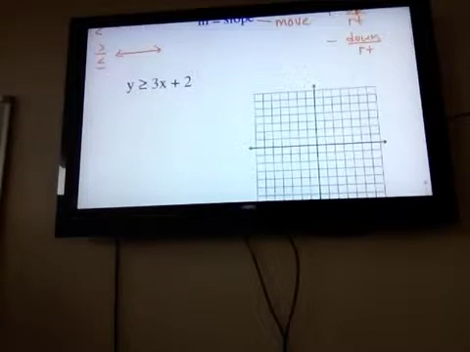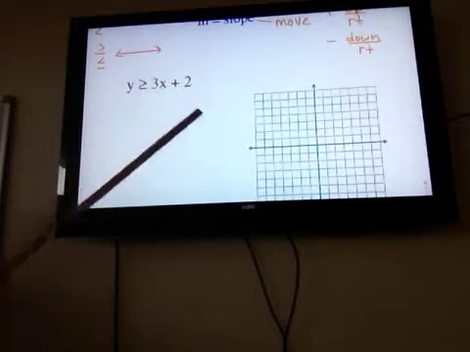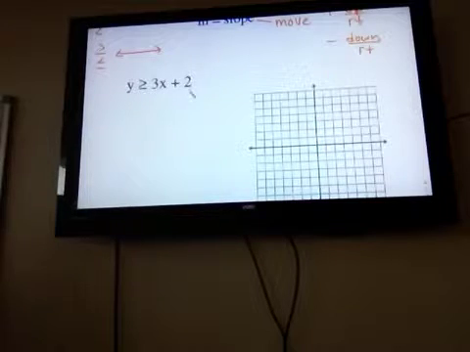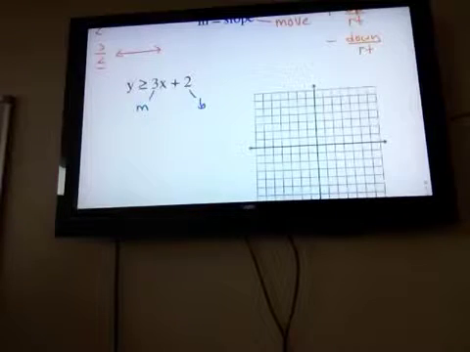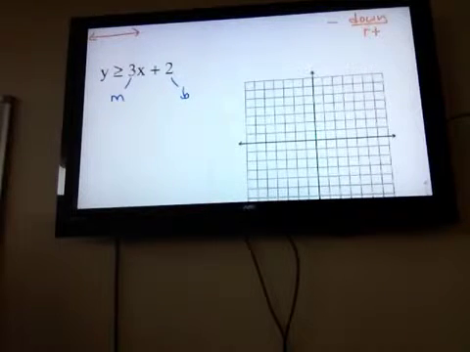All right, so our first example is in the correct form already. Y is by itself. That's how we want it to be. So our B is a positive 2. And our M is 3 or 3 over 1. Because remember, we have to have a fraction for our slope. So we begin with B at positive 2. We'll graph our slope, which is 3 over 1. Positive slopes go up and right. This line will be a solid line because it's greater than or equal to.